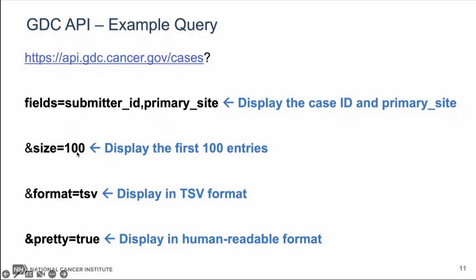This displays the first 100 entries, and while that might seem weird if you just wanted to see the first 100 things that show up, this will come into play later. So I'll show you a bit about that. Format equals TSV. This displays it in TSV format, so it can be exported and viewed in something like Microsoft Excel, Google Sheets, any spreadsheet program that you have. And then pretty equals true displays in human readable format.